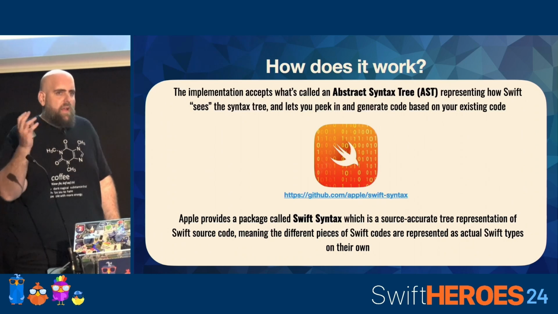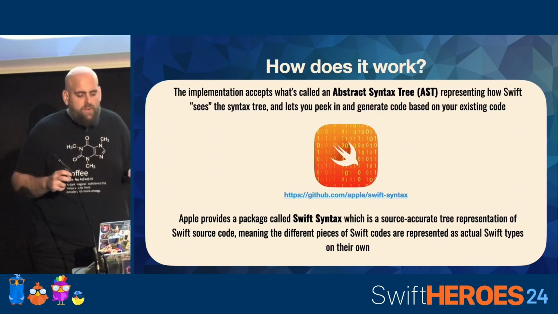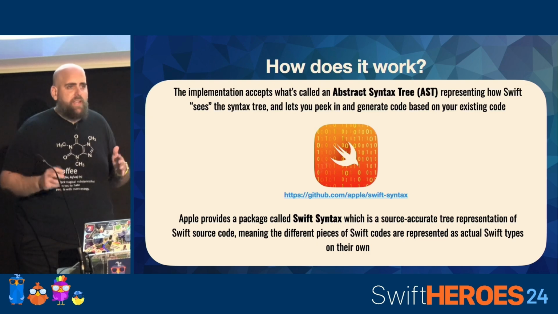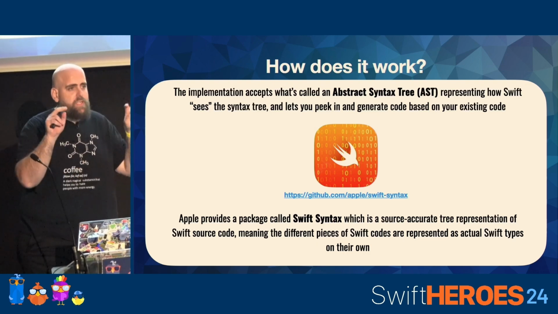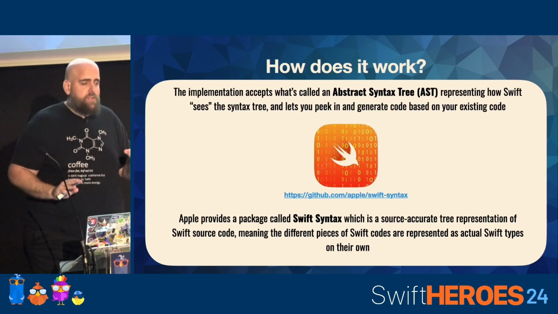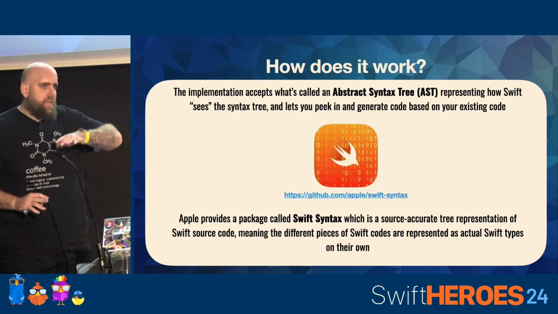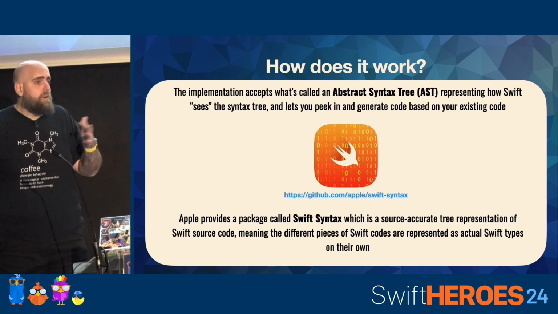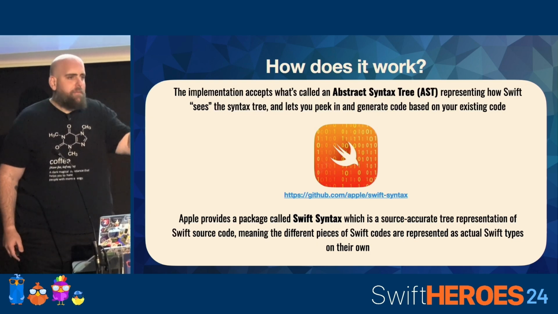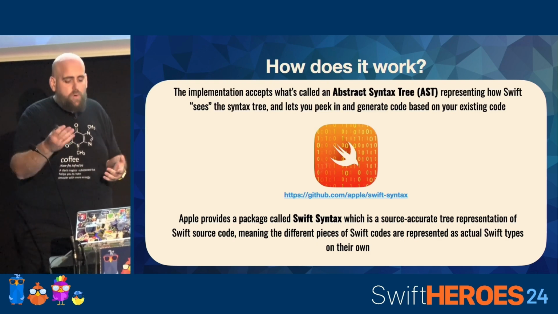Cool. How does the actual implementation work? As Pedro mentioned briefly, there is something in Swift called the AST, the abstract syntax tree. This is basically the way that Swift sees your code. It's the way Swift structures your code. So when there is a piece of code, Swift builds it into a tree. And using Swift syntax, which is packaged by Apple, you're able to traverse this entire graph of code and decide, based on the existing code, how to generate new code.